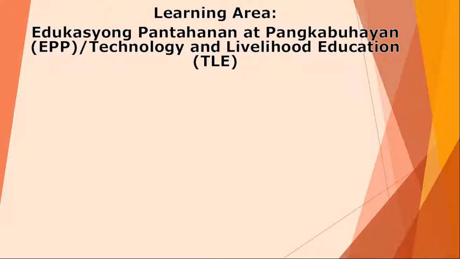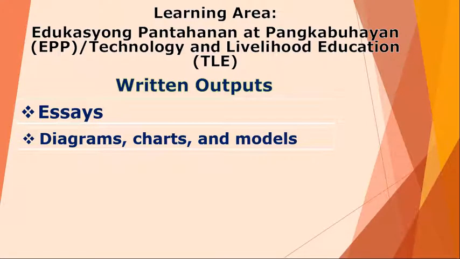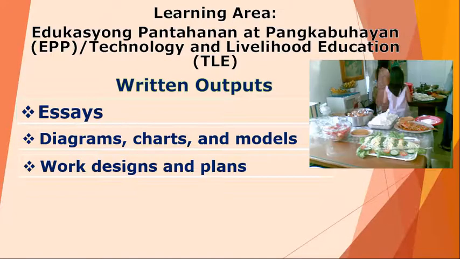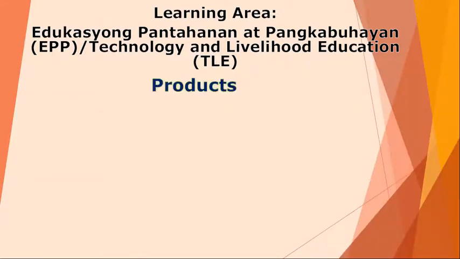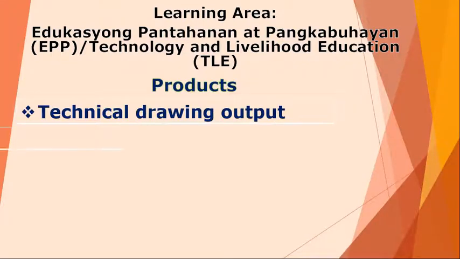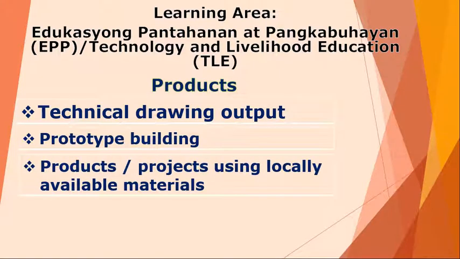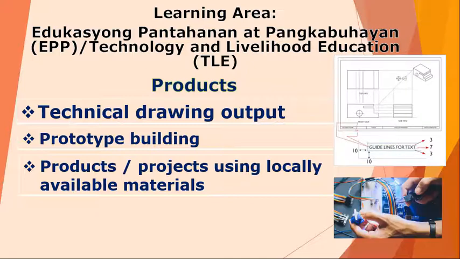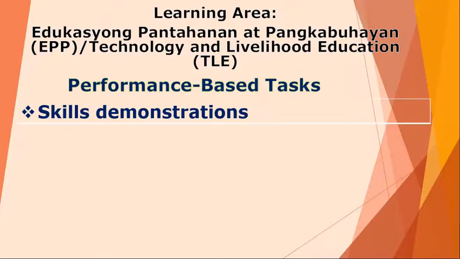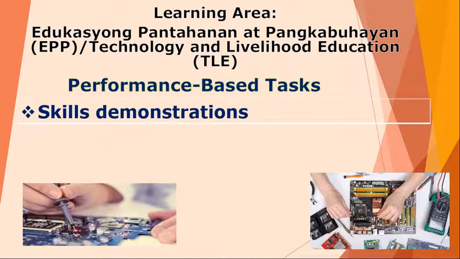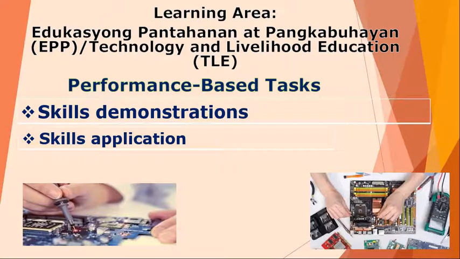Then for the learning area, Edukasyong Pantahanan at Pangkabuhayan and Technology and Livelihood Education. Written outputs: we have essays, diagrams, charts, and models, work designs and plans. Example in cookery and drafting. Then for the products, we have technical drawing outputs, prototype building, products, projects using locally available materials. Performance-based tasks: skills demonstrations, skills applications in real world situations.